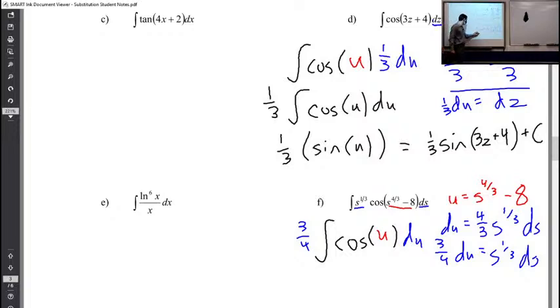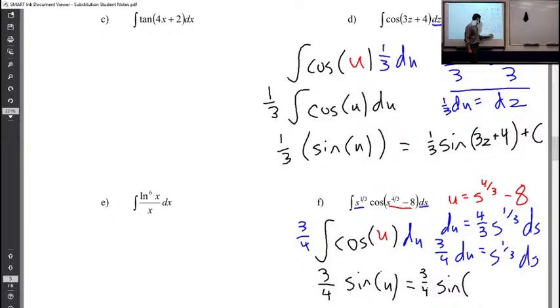So then antiderivative of cosine is still sine. And let's do that substitution back in. So instead of u, it was s to the 4/3 minus 8. Plus c.